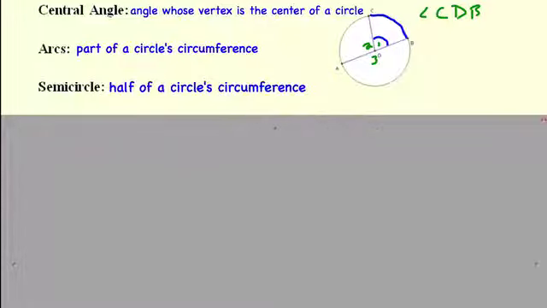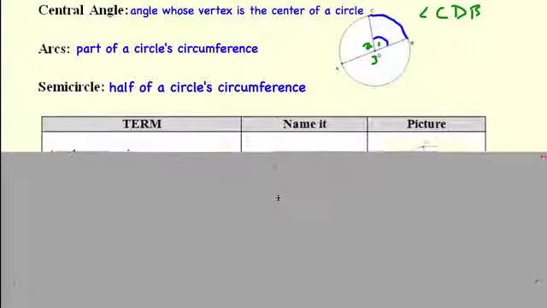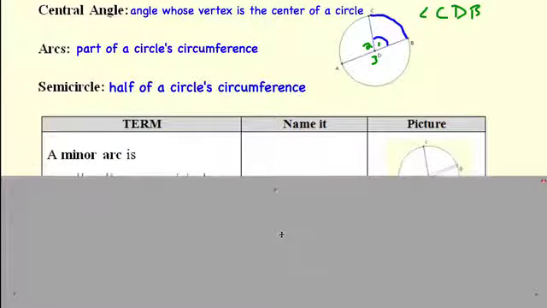Alright, so a semicircle is just half of a circle's circumference. So it's halfway around the world. Semi means half, so it's halfway around the circle. Excellent. So can we put this into what we're going to call minor and major arcs?